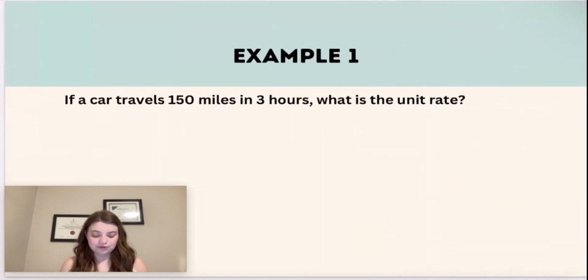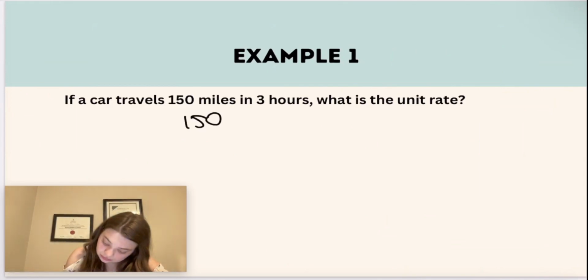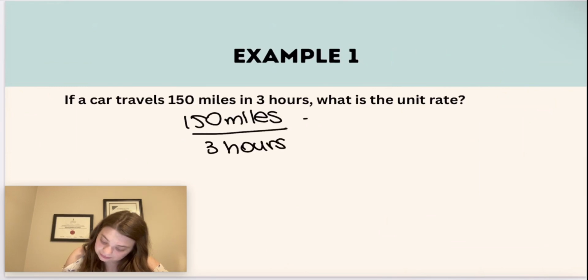If a car travels 150 miles in 3 hours, what is the unit rate? So essentially, what they're asking is, if the car drives 150 miles in 3 hours, how many miles does it travel in 1 hour, per every 1 hour? So to do this, I need to divide both by the value in the denominator.